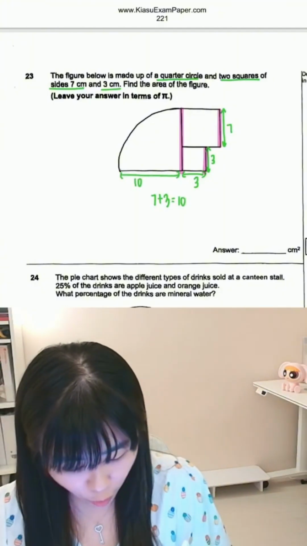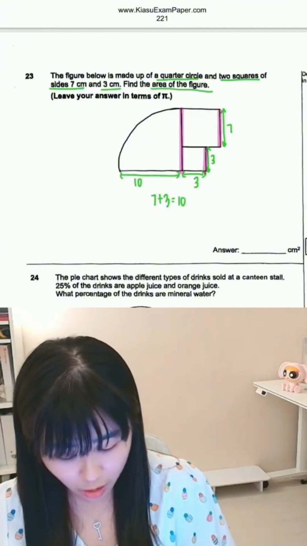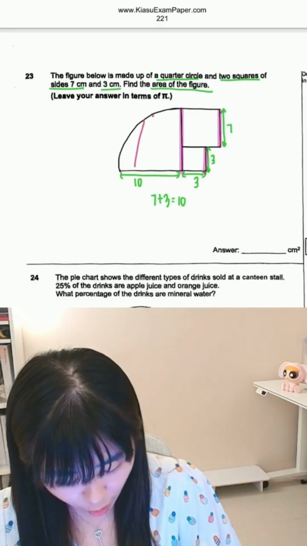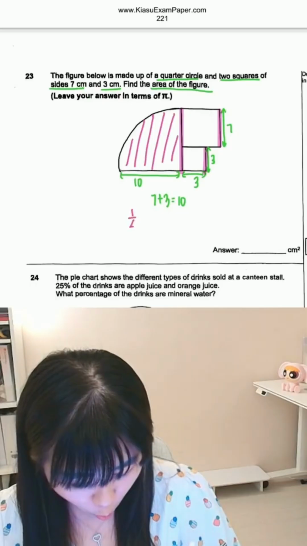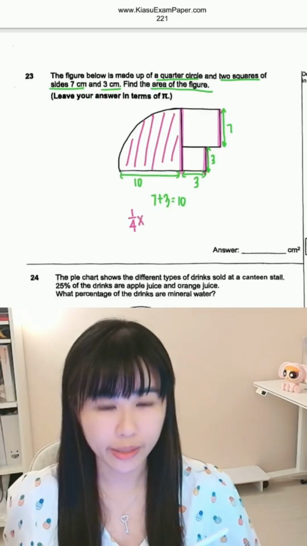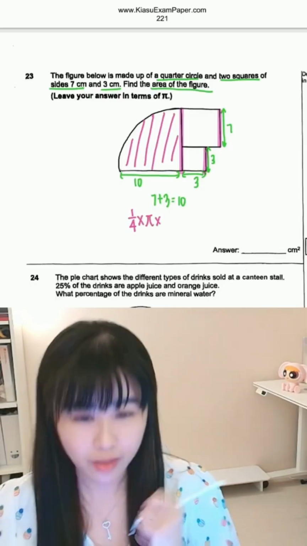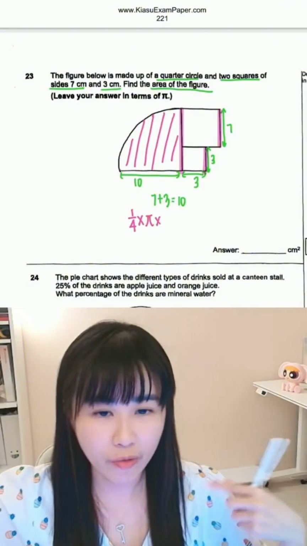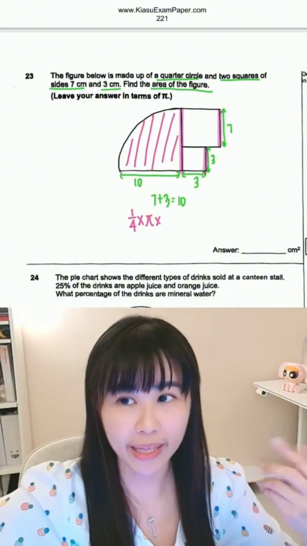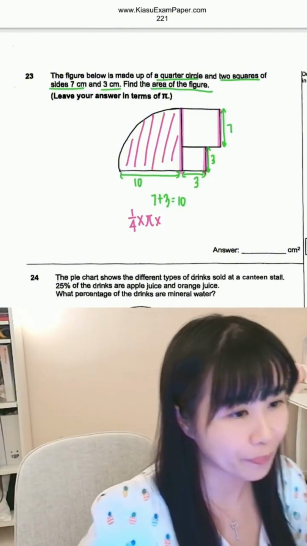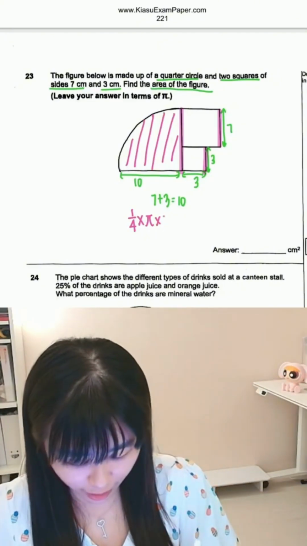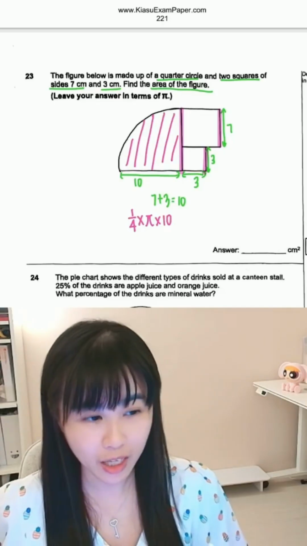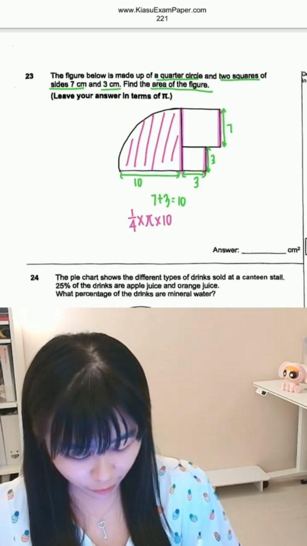Okay, they want me to find the area of the figure. So area of figure, let me find the area of the quadrant first. So area of quadrant is 1/4 times pi times, everybody just recall, times what thing? Times radius, times radius of 10. What else? Do I stop here? Angela says times r times r. Very good, times r times r.